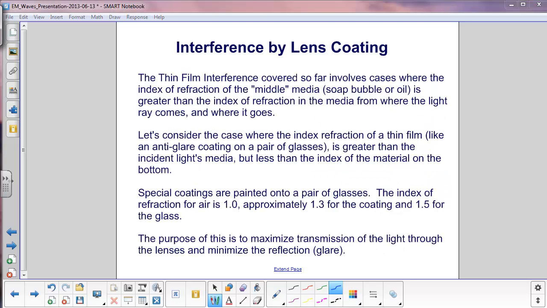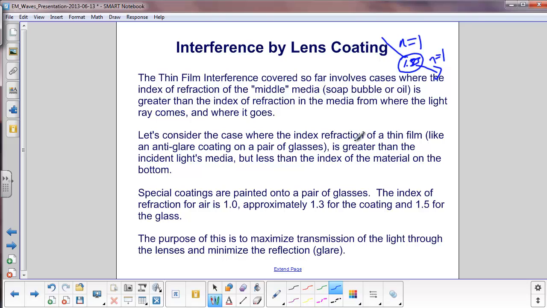Let's look at another case of thin film interference. So far we talked about where the index of refraction of the middle media, whether it's soap bubble or oil, is greater than the index of refraction of the media from where the light ray comes and where it goes. So let's see if I can fit a picture in here. We had the little soap bubble here. The index of refraction of air for light is 1. So the light ray comes here. The soap bubble was 1.33, the index of refraction. And then it left there and hit another area where the index of refraction was 1.